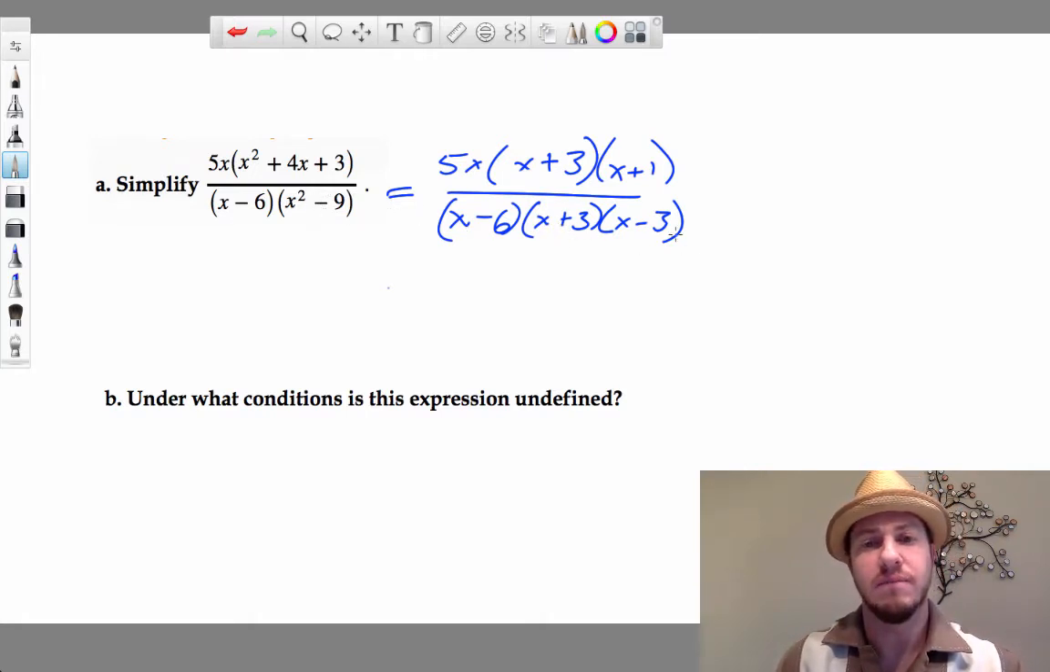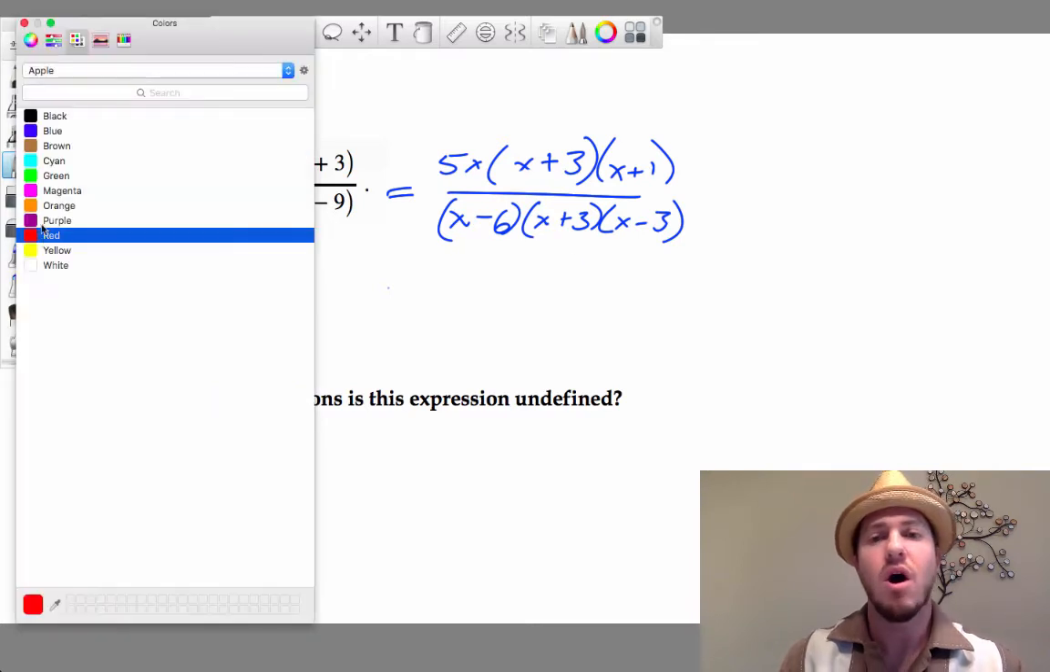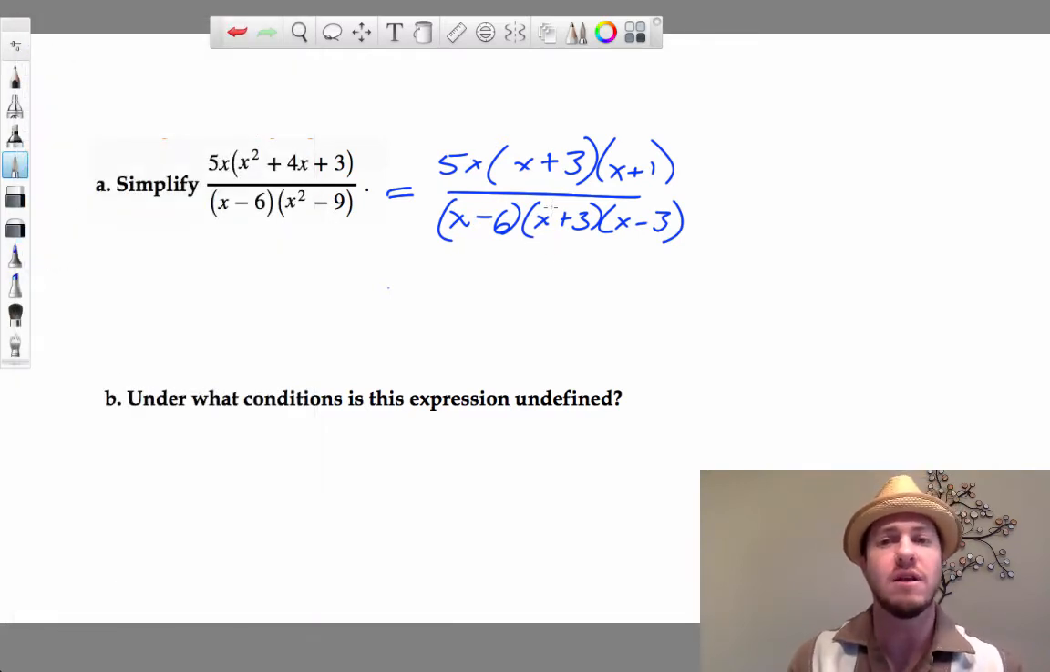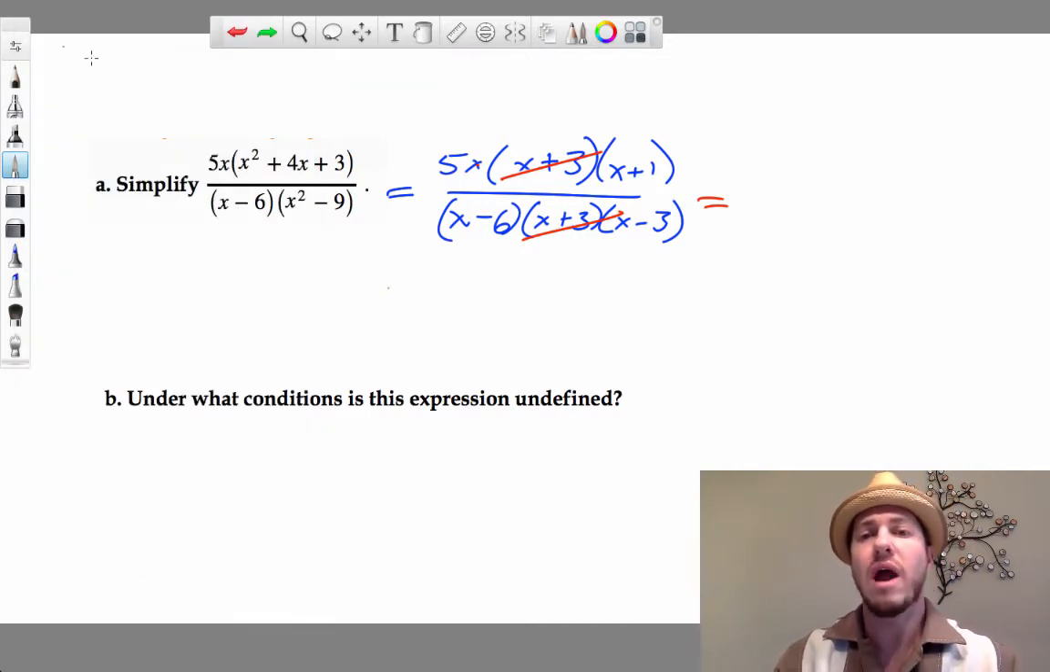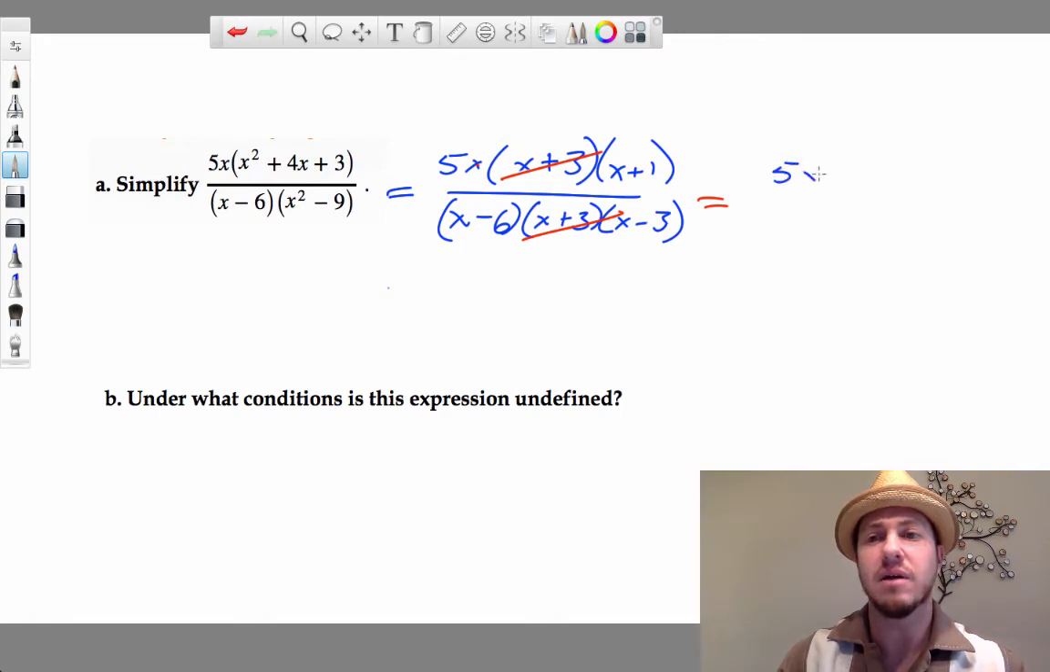So what I'm looking at now are any of the common factors in the numerator and the denominator. And what I have is this x plus 3 cancels out with this x plus 3, and I cannot cancel this x out with anything with any of the other x's because they're a part of a binomial. It would have to be the exact same binomial to cancel out the binomial, or there would have to be an x out in front to be able to cancel those x's out. So what I have left is 5x times x plus 1 over x minus 6 times x minus 3. And you can leave it in the factored form.